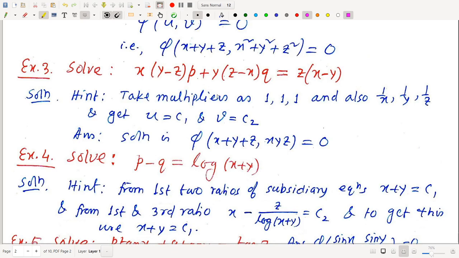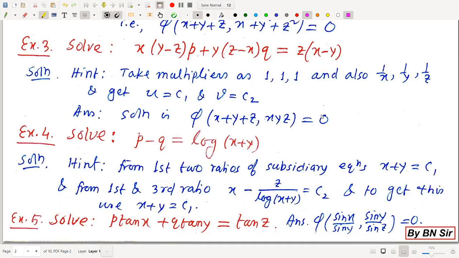Now just a hint is given. Take multipliers as 1, 1, 1. You will get dx plus dy plus dz equal to 0. So integrating we will get x plus y plus z equal to c1. Again taking multipliers as 1 by x, 1 by y, 1 by z, you will get again 0, meaning 1 by x dx plus 1 by y dy plus 1 by z dz will be 0. Integrating you will get log x plus log y plus log z equal to log c2. That will give you xyz equal to c2, meaning b equal to c2.